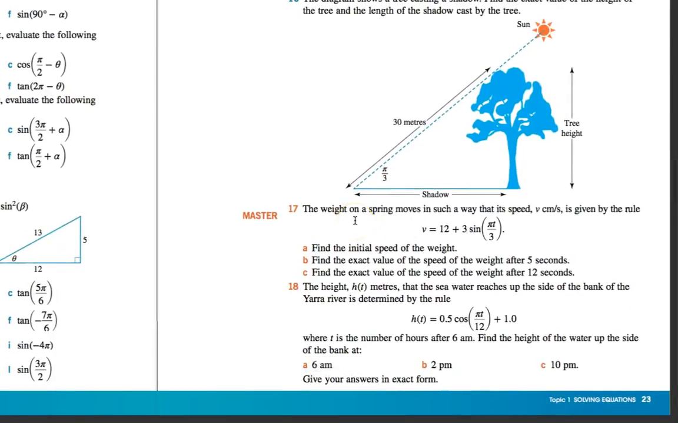This is where physics overlaps with maths methods. So we've got the weight on a spring moves in such a way that the speed v centimeters per second is given by the rule v equals 12 plus 3 times sine of pi t on 3. So we're asked first to find the initial speed. As soon as you see the word initial, that implies that time is equal to 0 at that point.